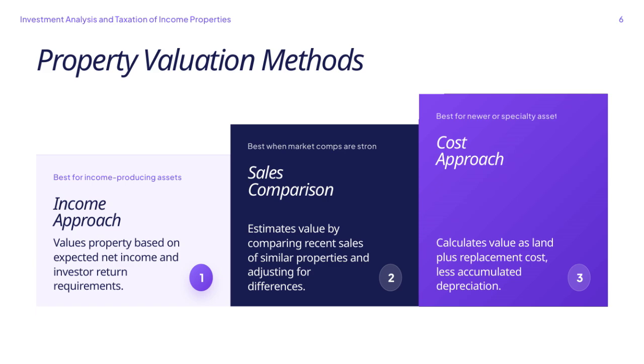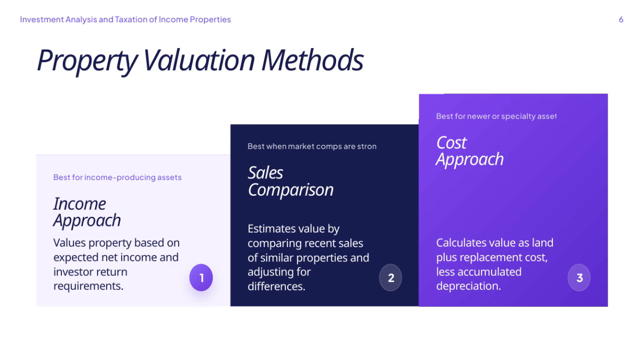First, the income approach. This method values a property based on its expected net income and the return investors require. It's especially effective for income-producing assets like rental buildings or commercial spaces. Next is the sales comparison approach. This method estimates value by comparing recent sales of similar properties and making adjustments for differences. It's most reliable when there are strong market comparables available.